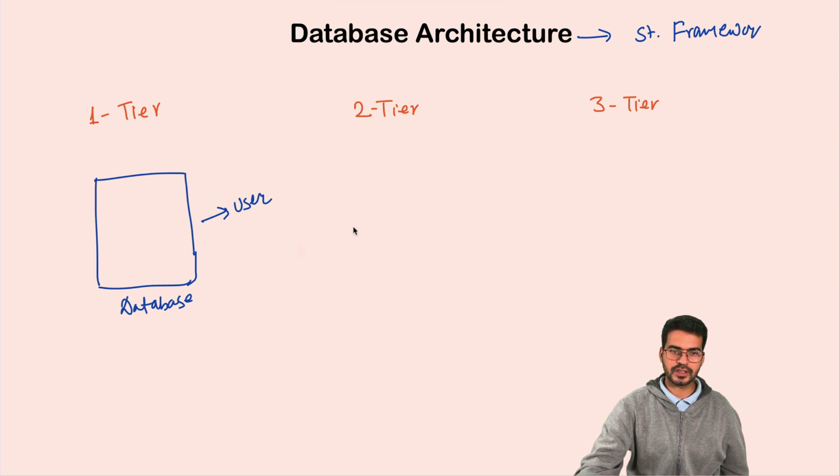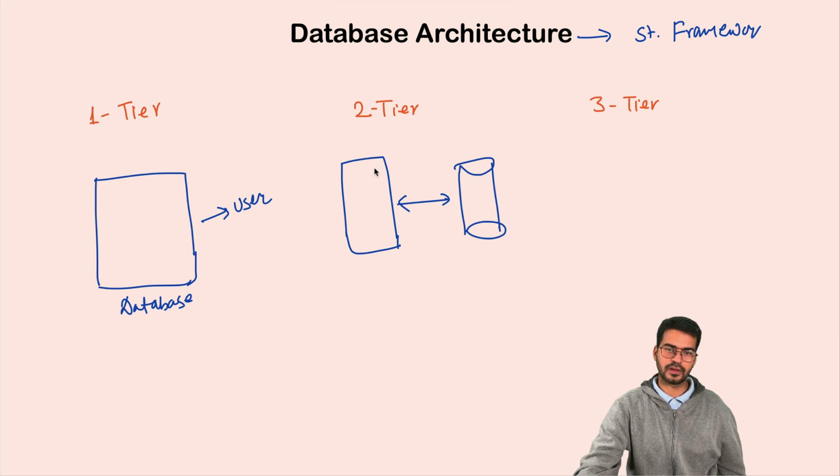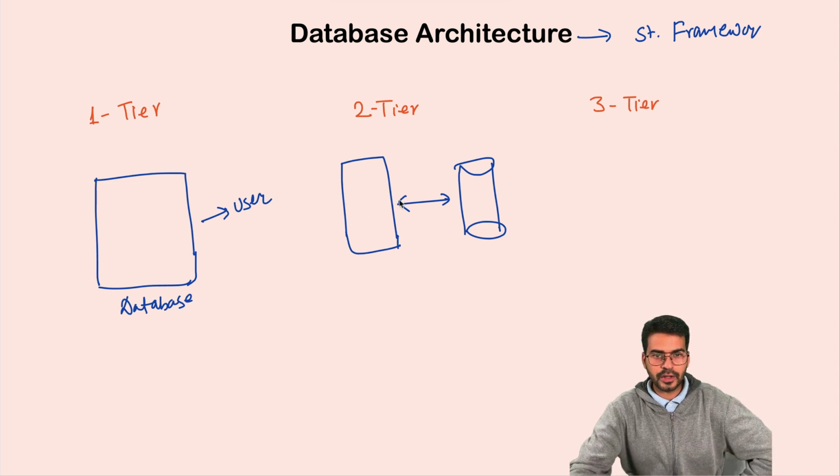2 tier architecture is similarly fairly simple, that we have a user, and the user is directly interacting with the database. So let's say this is a simple browser application, and from the browser itself you are accessing the data from the database. So this is 2 tier architecture.